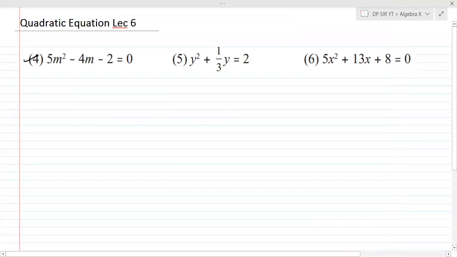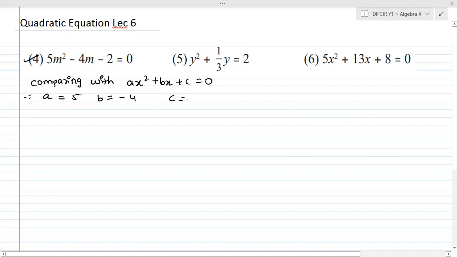Anyways, happens. So let's start solving the fourth question. First of all, we need to compare with the standard form. So comparing with ax square plus bx plus c is equal to 0, therefore a is equal to 5, b is equal to minus 4, and c is equal to minus 2. Therefore, now you need to substitute it in the formula.